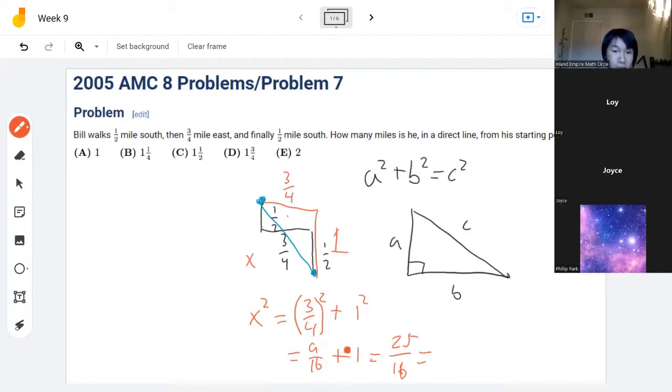Wait. Did I get my directions wrong? Wait 1 second. No?